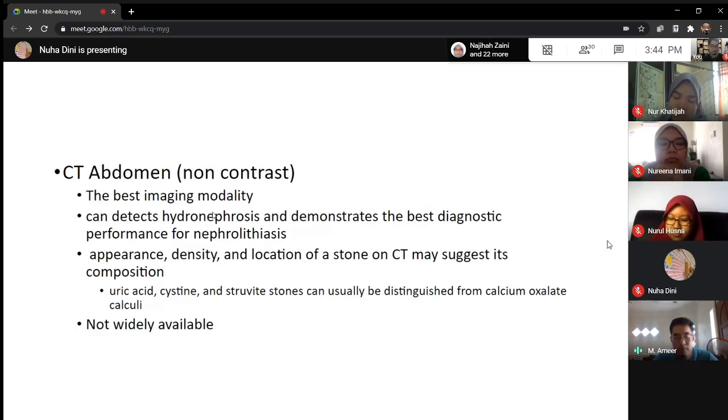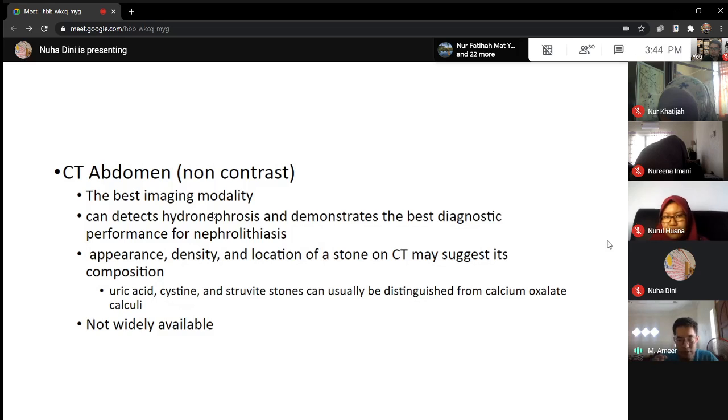Okay, so the next modality, CT abdomen, non-contrasted. CT abdomen is the best imaging modality, and it is the gold standard for urolithiasis, because it can detect the stone and also detect hydronephrosis.